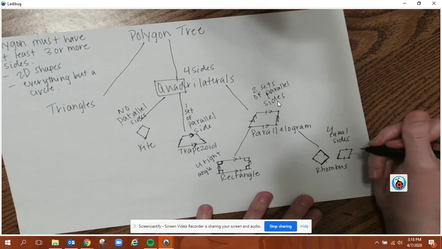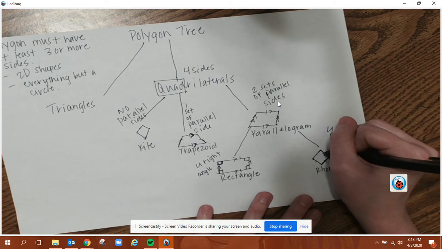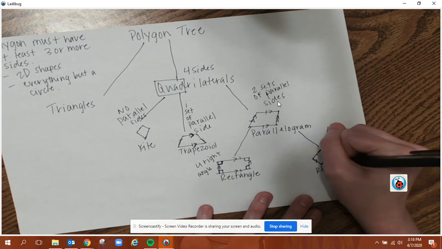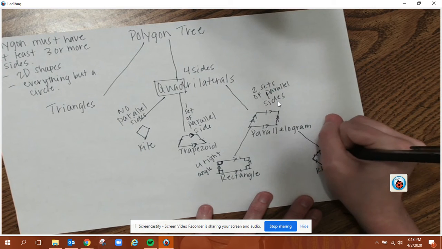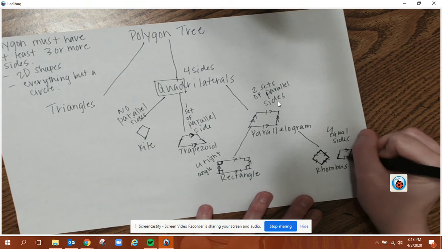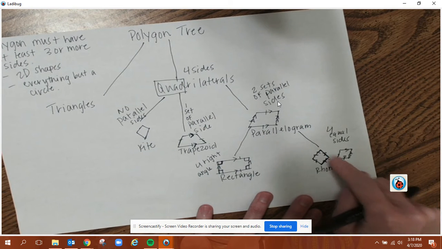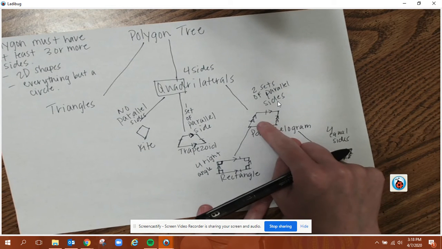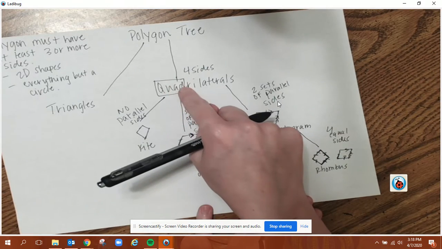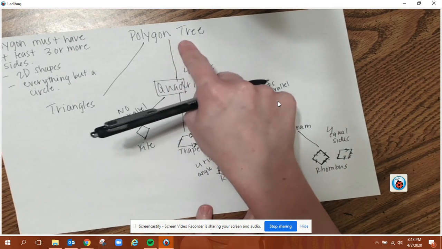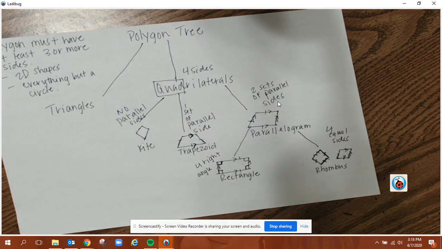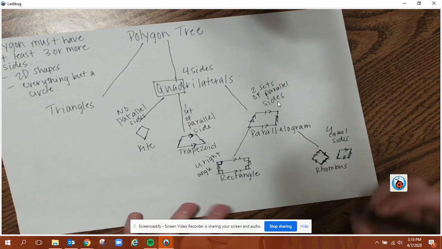But it still also has 2 sets of parallel lines. Okay? So again, just like we talked about with the rectangle, a rhombus can be a rhombus, but it can also be a parallelogram, and it can also be a quadrilateral, which makes it a polygon. Okay? It's kind of like a food chain. I know y'all are talking about those. That's kind of what it's like.